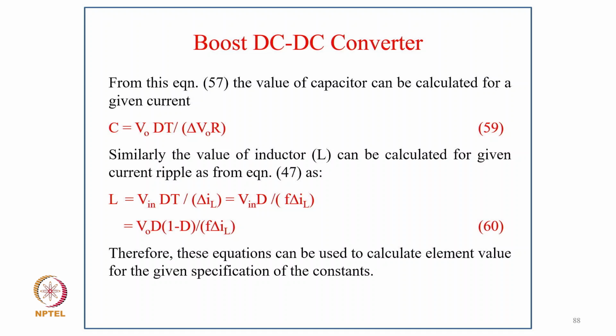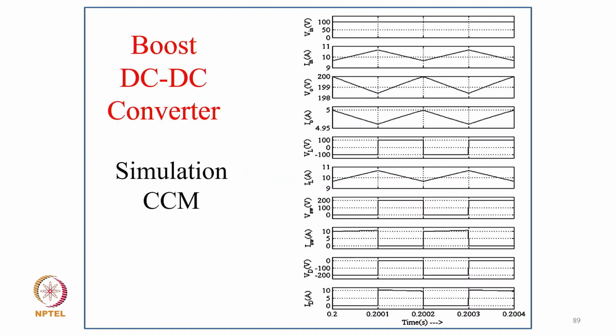So, here also if you increase the frequency, you can clearly see that the capacitor value also reduces, as well as the inductor, because the capacitor relation involves delta T. So, you can say T becomes 1 upon F. So, in both cases, inductor and capacitor are inversely proportional to switching frequency. So, as you increase the switching frequency, the element value decreases for this L and C.